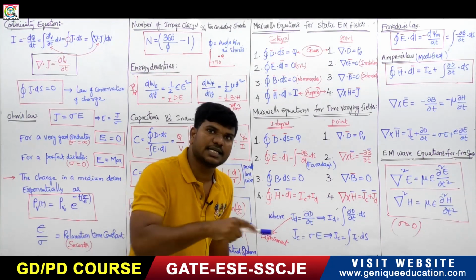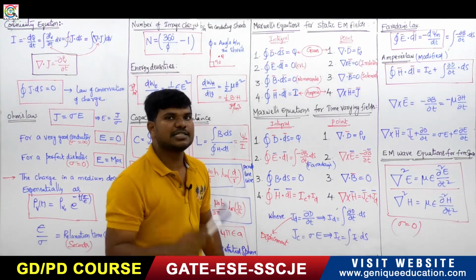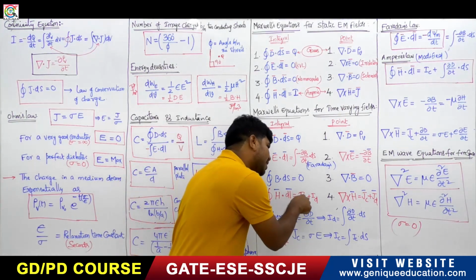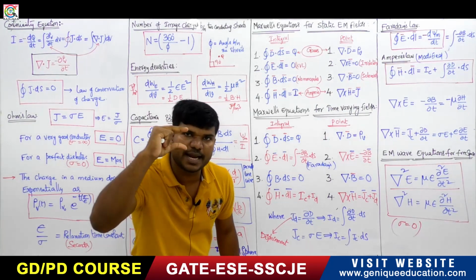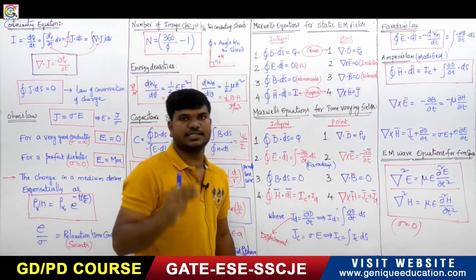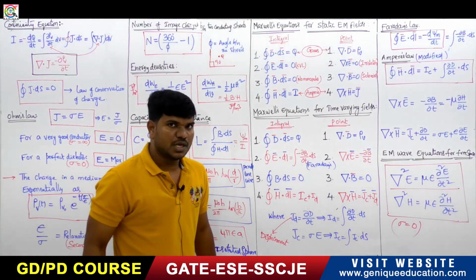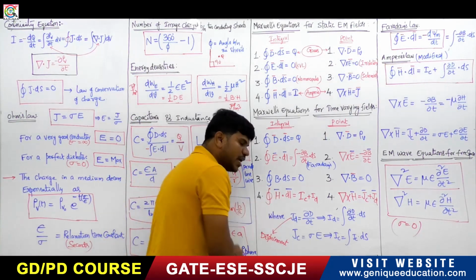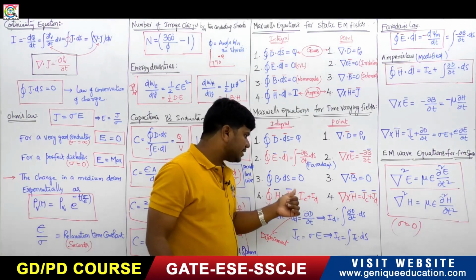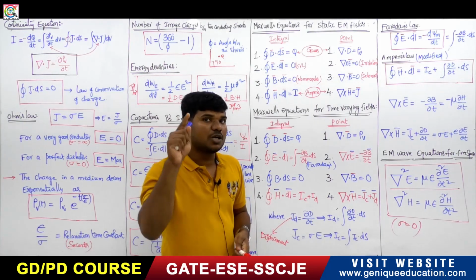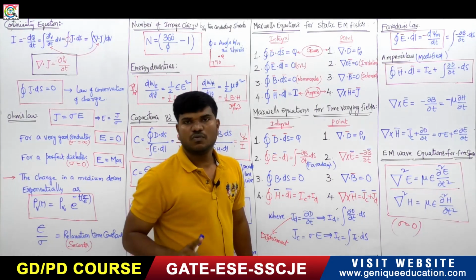Suppose you are calculating the current in the capacitor. What happens? The IC will not exist and ID will exist. So within the capacitor plate, the displacement current ID will exist. Outside the capacitor, the displacement current will not exist. Many people will have a doubt here: if IC is equal to ID, why can't I write 2IC or 2ID?